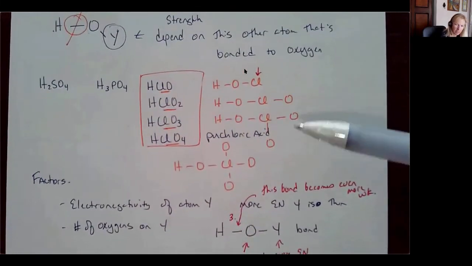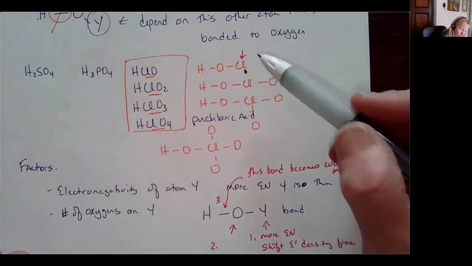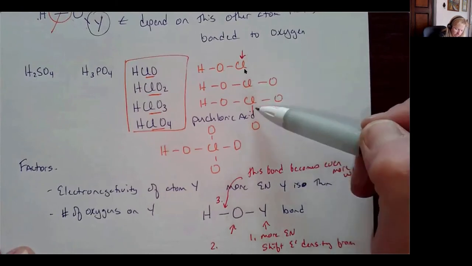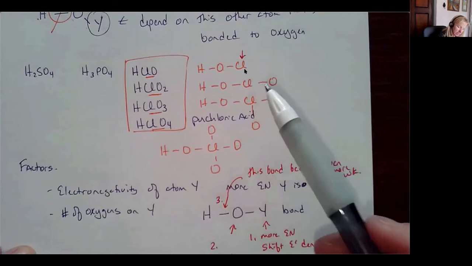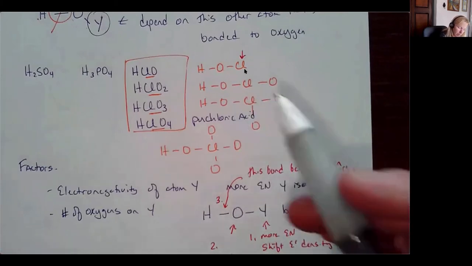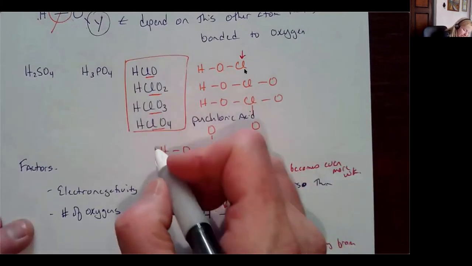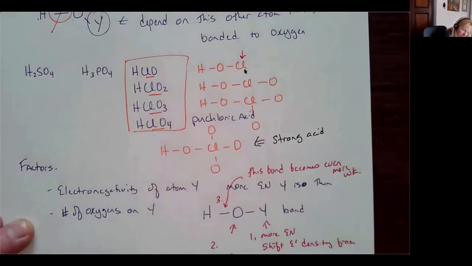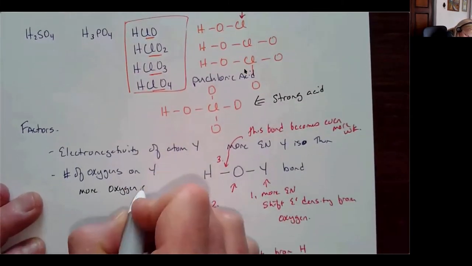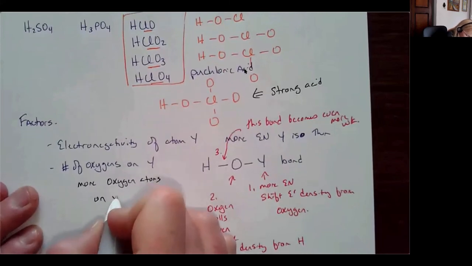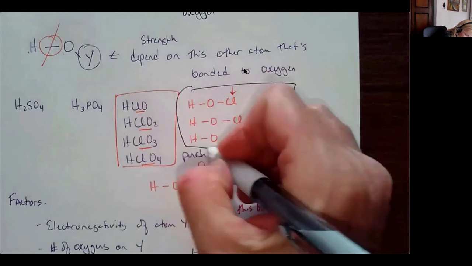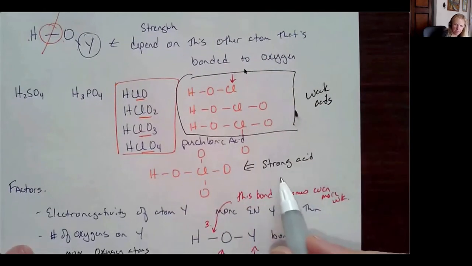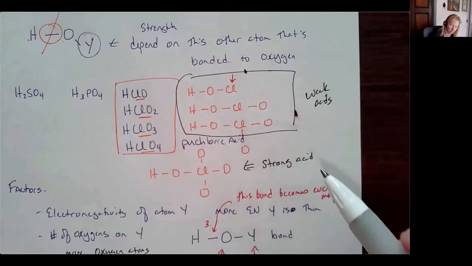So if we look back here, if I want to apply this, my difference in electronegativity is going to be the same for all of these because chlorine is the same for all of them. But my acid strength is going to be very different among these 4 here. This is going to be my stronger acid. So the more oxygen atoms on Y, the stronger the acid. These 3 here are all weak acids. This is my strong acid here, my perchloric acid. All 3 of these are going to be weak acids.